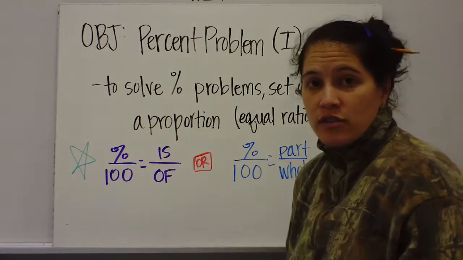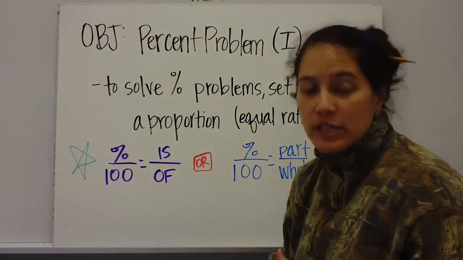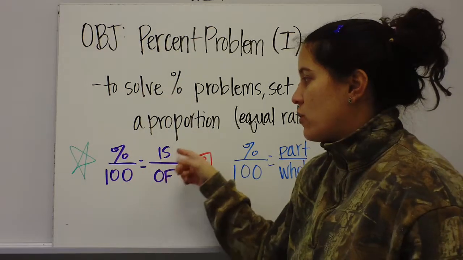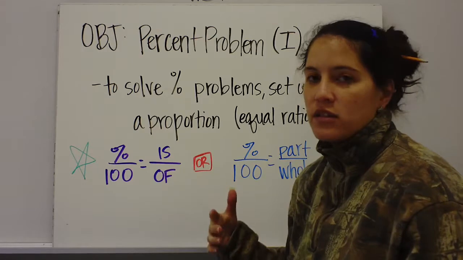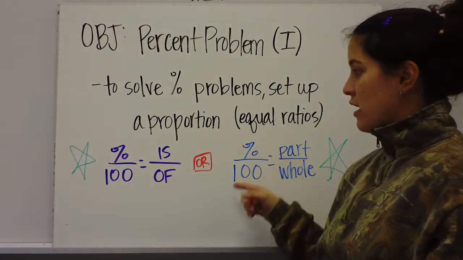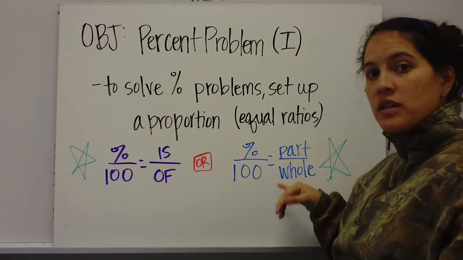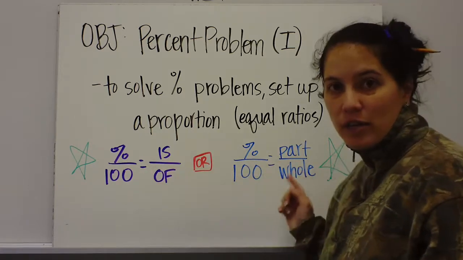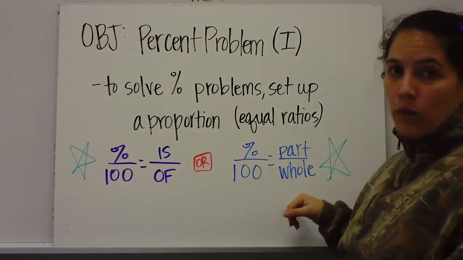So your proportions are going to be percent out of 100 because that's what percent means, out of 100. And your proportion is going to either equal the is over the of, is over of, I'll explain it, or percent out of 100 is going to be the part to the whole. Part of the percent to the whole 100%. So these are your 2 keys. And that's what we're going to be using today. Is over of, or part to whole.